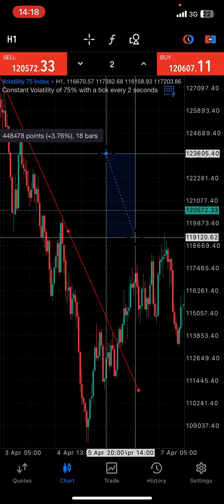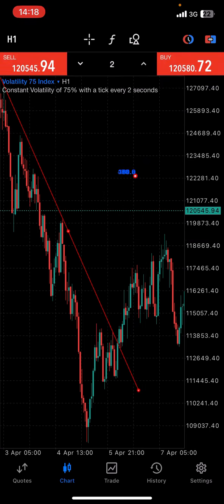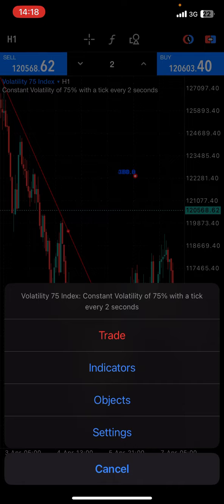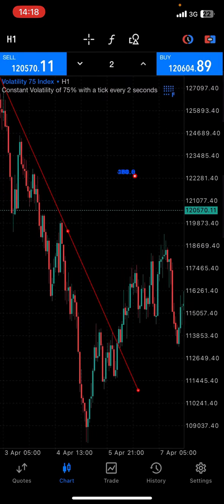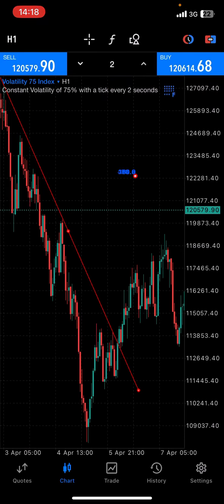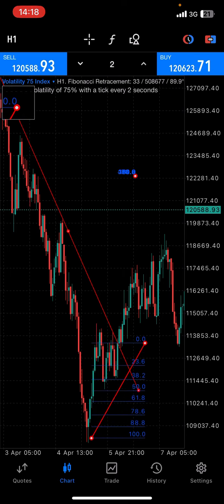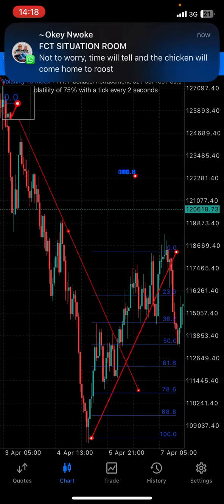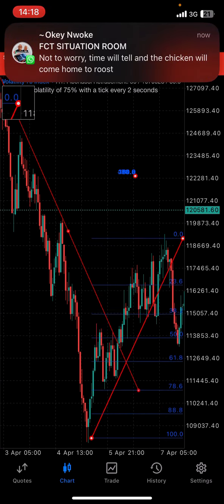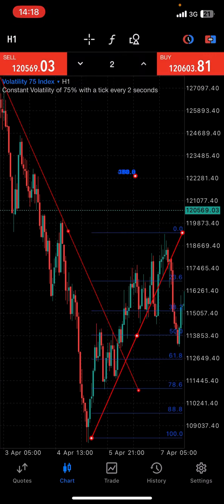So I'm going to do that again. We're going to pull out our retracement tool. Sorry, let me do that again. We're going to touch the bottom and we're going to stretch it all the way to the top before the retracement started happening.